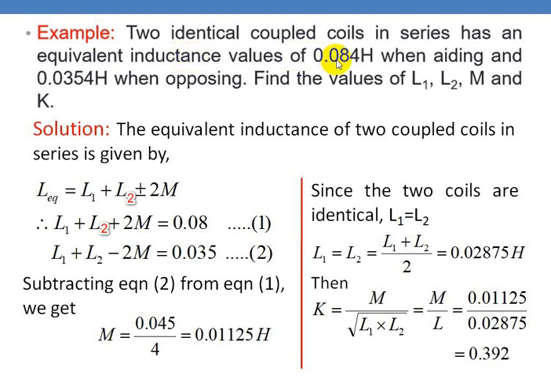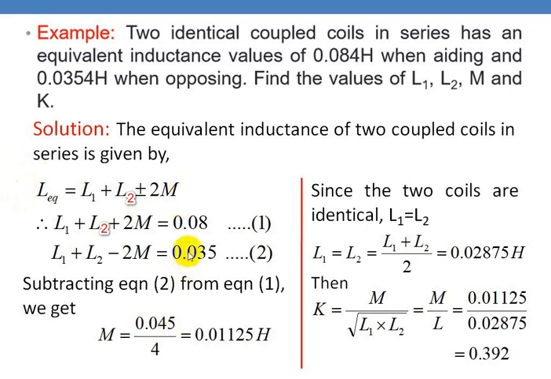So for the aiding connection, the value is given as 0.084 Henry. That is L1 plus L2 plus 2M. This value is given as 0.084 Henry. Whereas for the opposing connection, it is L1 plus L2 minus 2M. This is given as 0.035. So now equate this to 0.084 and this to 0.035. And this is the general equation for equivalent inductance of coupled coils connected in series.